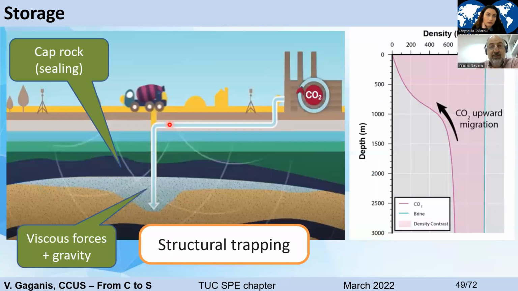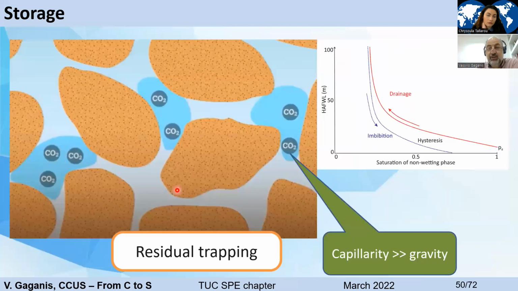On the other hand, let me go back to the previous slide. If something goes wrong here, if there is a crack, if there is a fracture in the caprock, the CO2 will leak. So this is prone to leakage. This one is not. That's why we do like that. So we need to consider the relative strength of each one of those mechanisms.